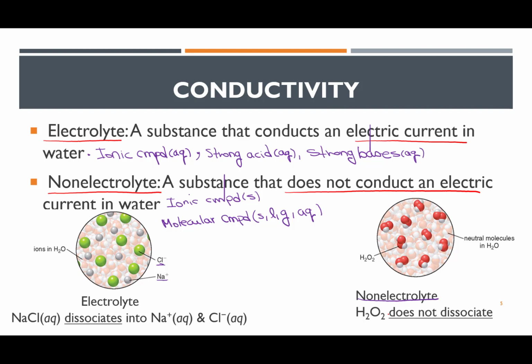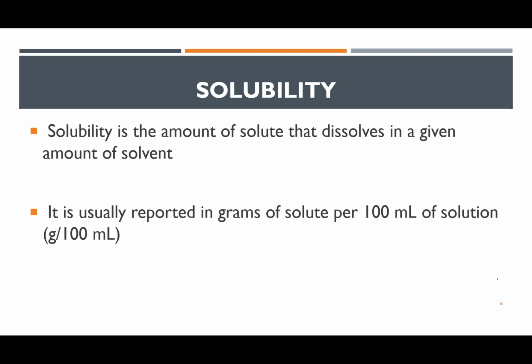That's why it will not dissociate. It remains intact. That's hydrogen peroxide in this example. As you can see here, it cannot conduct heat or electricity. It's a non-electrolyte. Whereas sodium chloride in aqueous state is a good conductor of heat and electricity. It's a good electrolyte.